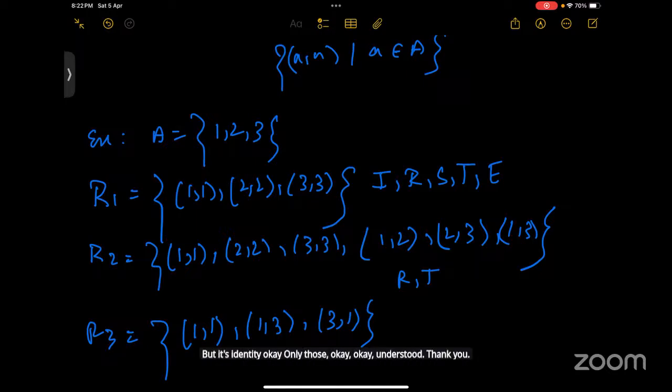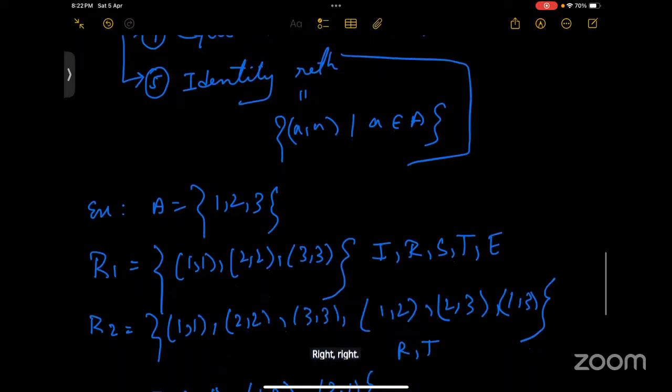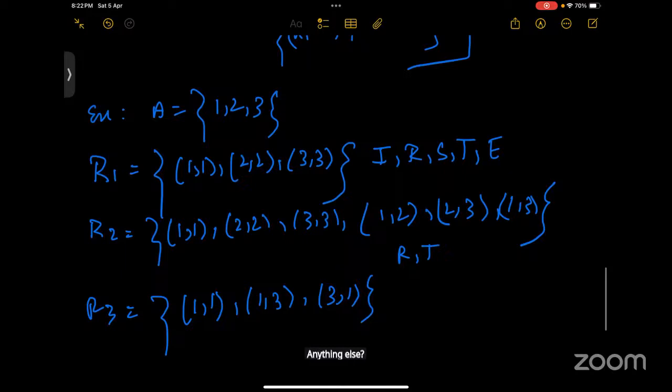If there is any extra element in the set, then it's not identity. Yes. So identity, as per the definition I wrote, is exactly that set, right? Right. Any other doubt? No, it's fine.